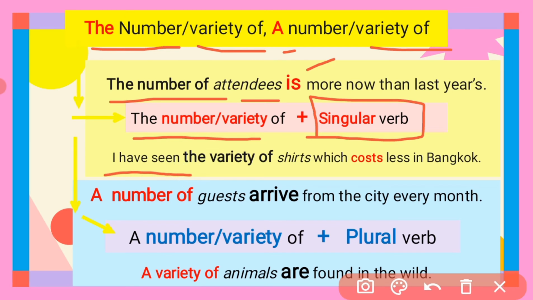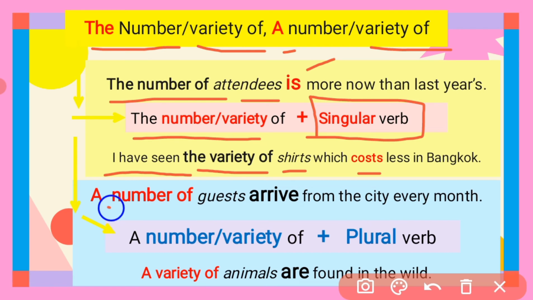I've seen the variety. Sabi sa rule, the number or the variety of, kailangan ng singular. Kaya singular ating verb na costs. I've seen the variety of shirts. Kahit pa yan, plural ang of phrase niya. I've seen the variety of shirts which costs less in Bangkok.